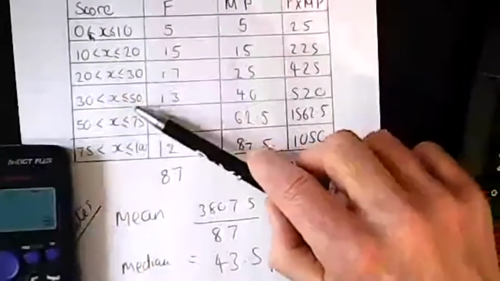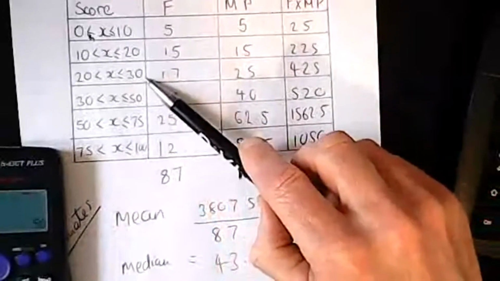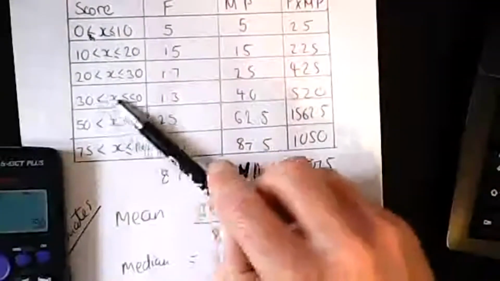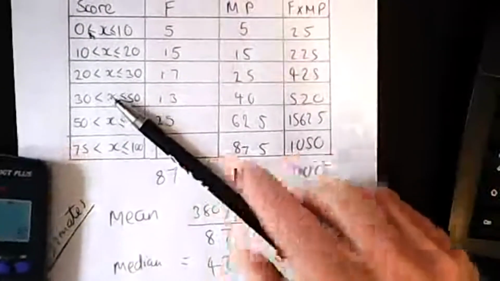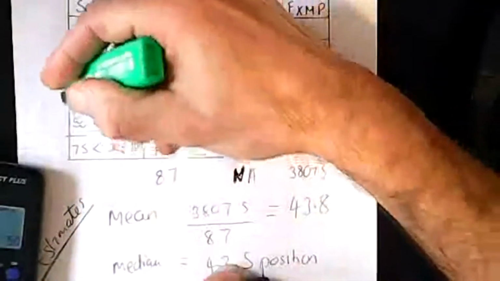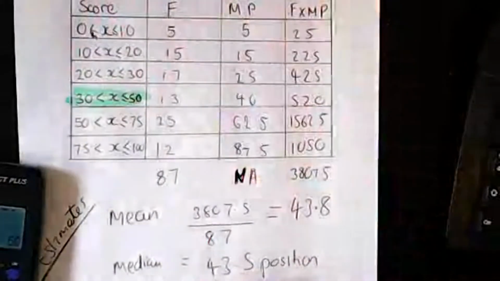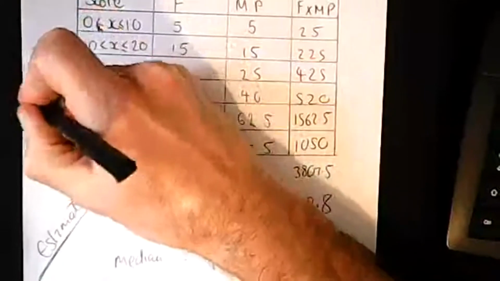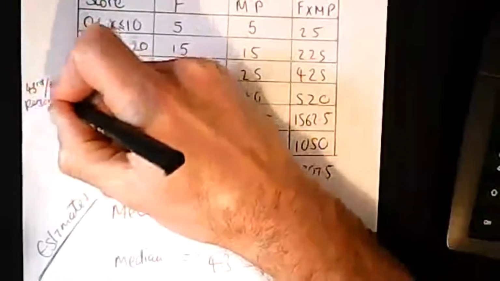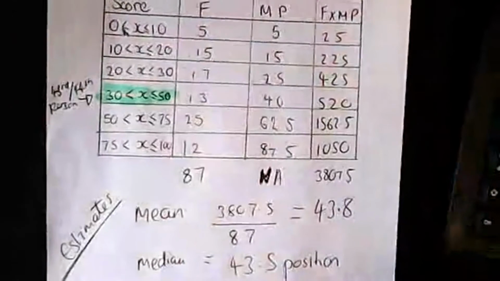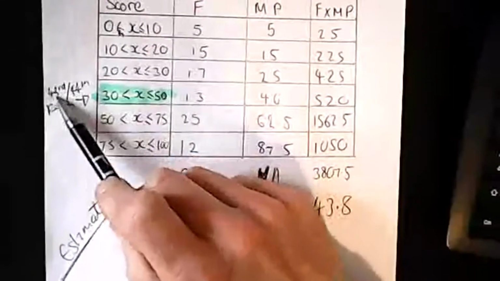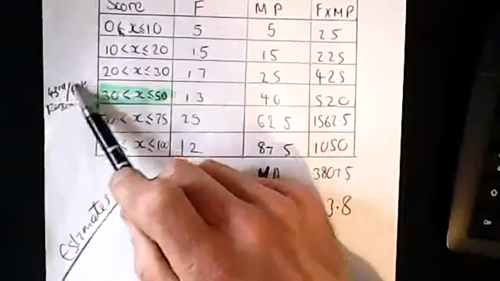which is 50. So between 37 and 50, the middle person is in that group. Okay, so that is where the median is. So the 43rd and 44th person are in that group. Okay, 43rd and 44th person in that group, and remember that's the middle. The 43rd and a half person is the middle.